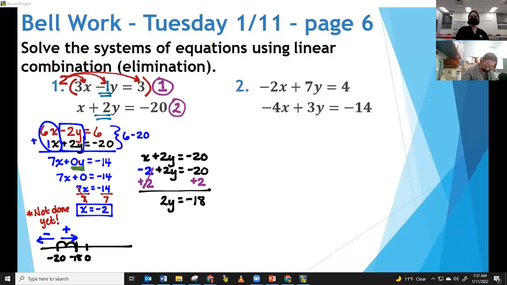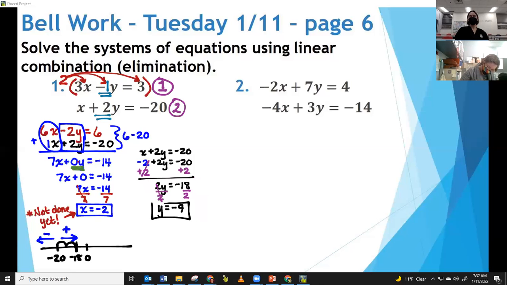All right, so 2y equals negative 18. I'm going to divide both sides by 2. What is negative 18 divided by 2? Yes, don't forget the negative on it, but you're absolutely correct. Negative 9. Wonderful. So my final solution here then, I need the whole ordered pair, because this is the point where these 2 lines intersect each other. Negative 2, negative 9.